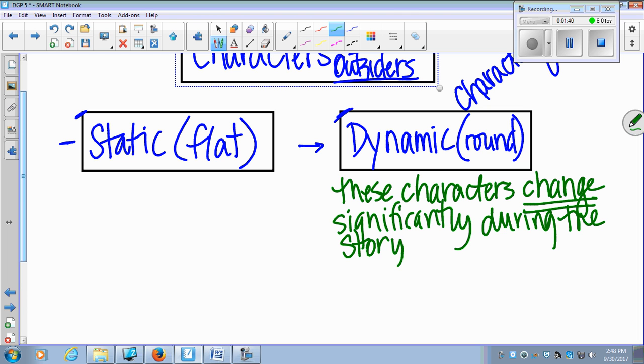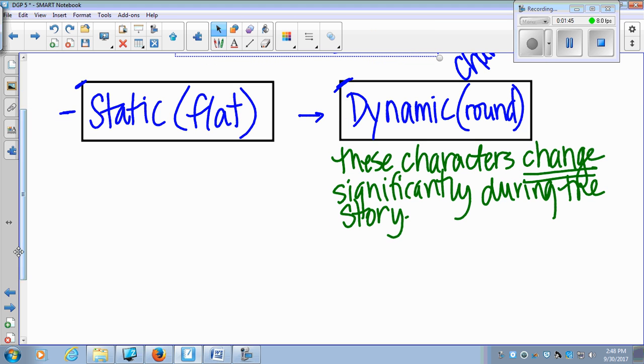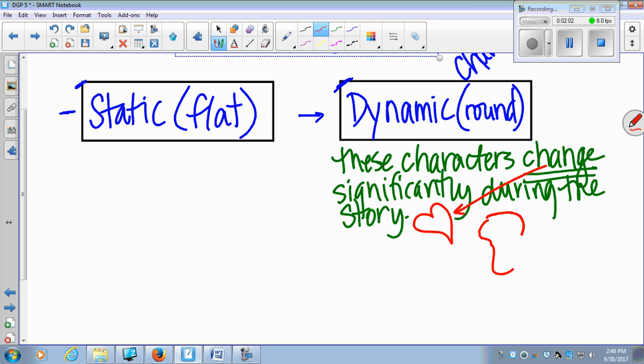And this could be a short story, a novel, a poem. These characters change, but it is a change that you need to be very specific about. I'm going to draw a little picture here to help you remember. I'd recommend you drawing it too: these characters have a change in heart, or, here's my little man, so you can see why I'm not an art teacher, in their head. So a change in the way they think or in the way they feel.